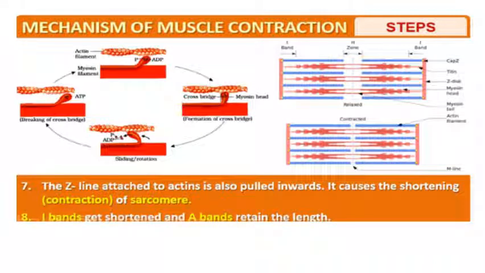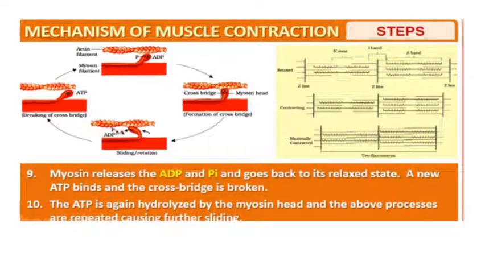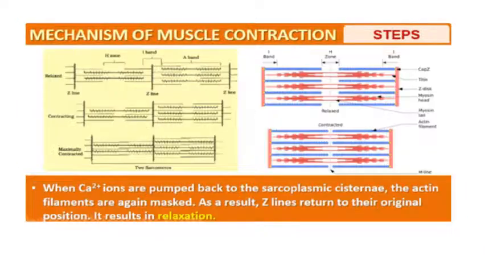After this, the Z line attached to the actin is also pulled inwards. This causes shortening or contraction of the sarcomere, and because of this, the I bands get shortened and the A bands retain their length. Now, myosin releases the ADP and the phosphate and goes back into its relaxed state, and a new ATP will come and bind the cross bridge and break it. The ATP is again hydrolyzed by the myosin head, and the whole process will be regenerated, causing further sliding.